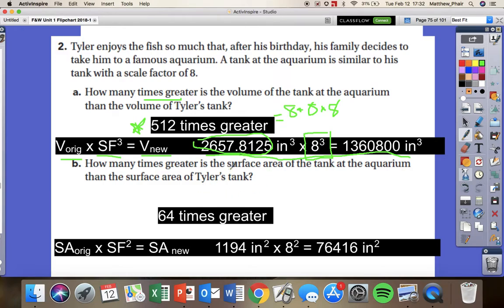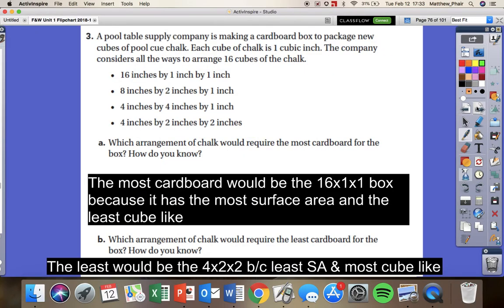When I come down here and I talk about surface area, now again I'm talking about area. An area is a squared term, and so then for my scale factor should be squared. And ideally we're looking for 64 times greater. If you gave me the actual new area of that, that is fine. But we need to be getting to these two places right here, this one and this one, for this lesson.